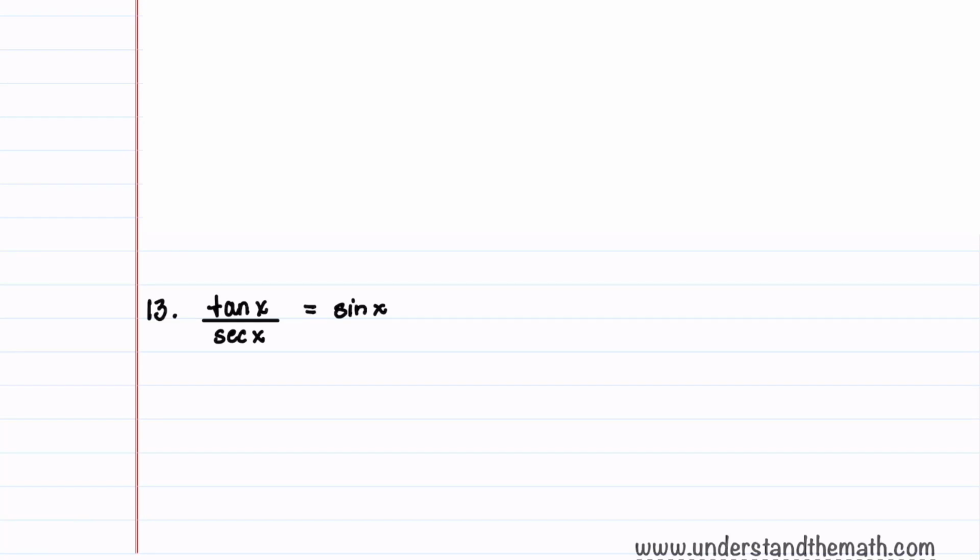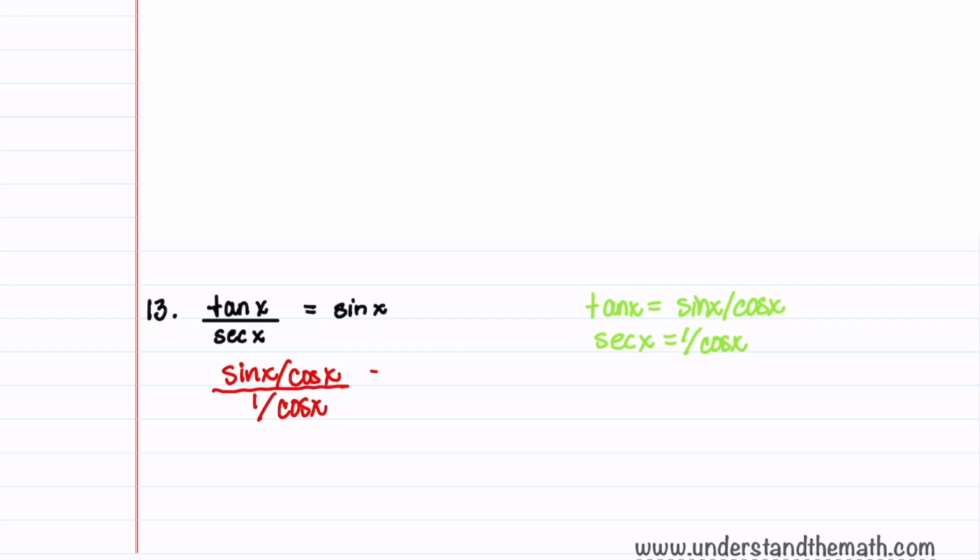I'm going to show you exactly how to verify this trig identity. In this problem, our left-hand side is the place we want to start because it's more complicated. So we'll write tangent x as sine x divided by cosine x, and we'll write secant x as 1 divided by cosine x. This gives us a sine x divided by cosine x on top, and a 1 divided by cosine x on the bottom.